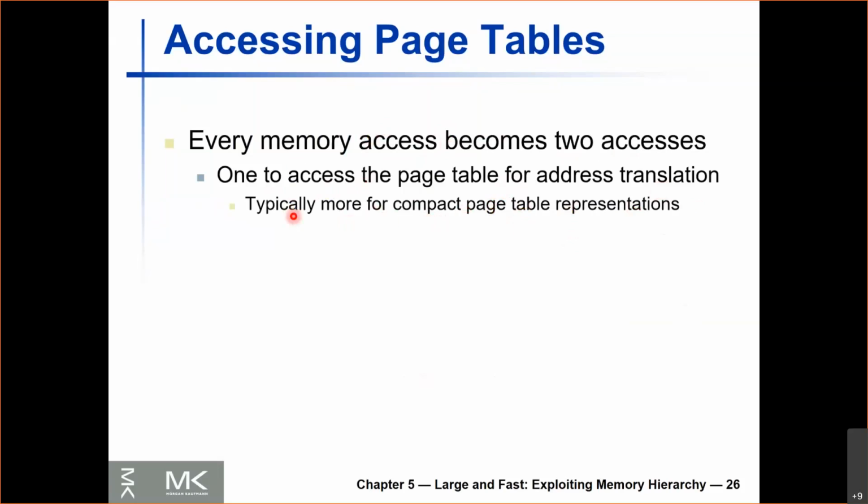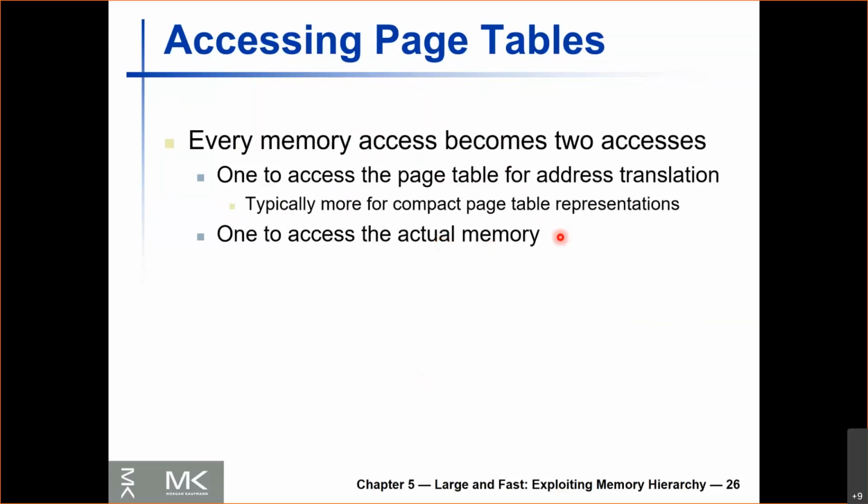We usually use more compact representations of page tables. In these compact representations, an access to the page table could be 2 loads or 3 loads instead of 1 load. So now every memory access is going to be an access to a page table, which could be 1 or more memory accesses, and then an access to the actual memory. So this is quite expensive. Imagine that every time we want to access memory, rather than doing 1 memory access, we're going to do 2 memory accesses. This is not very efficient, and accessing memory is expensive.